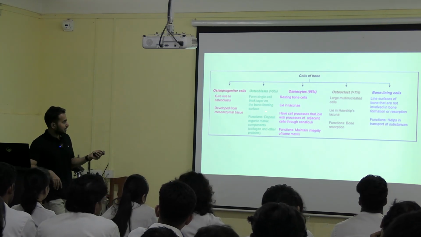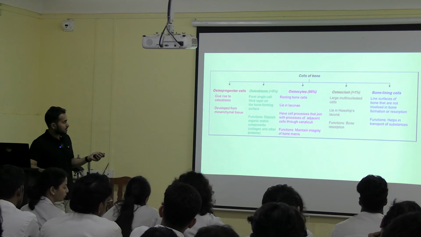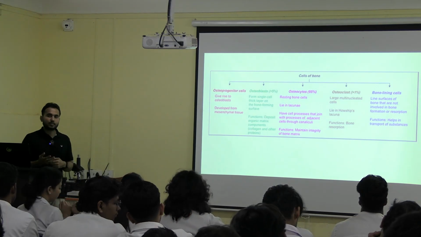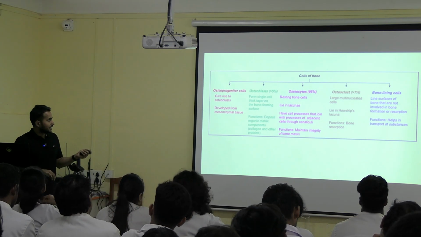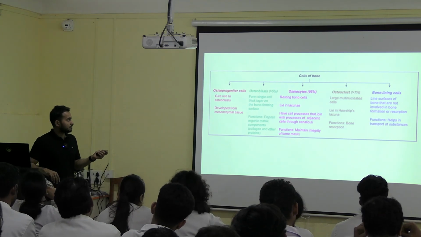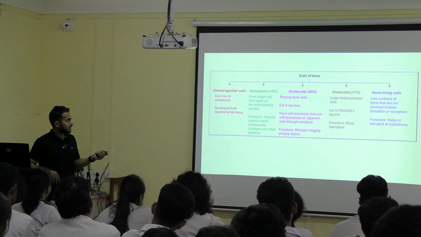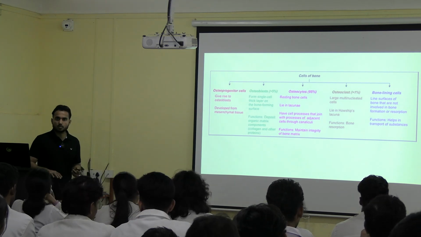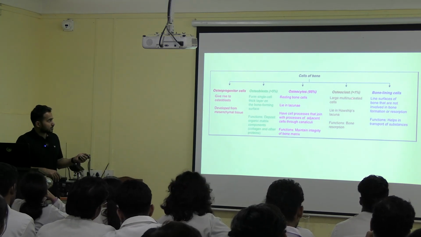So what is the function? They will deposit the organic matrix, okay, collagen fibers, proteins, etc. So that is given up by the osteoblast cell. Next, osteocytes are there. So these are mature cells. They are resting bone cells. They lie in the lacuna and have processes, okay, which I have shown you earlier. Next is the osteoclast cell.